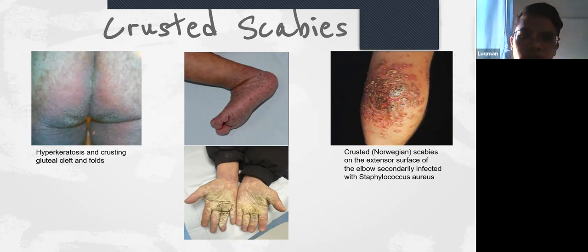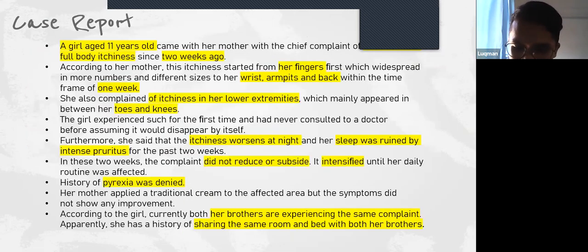You need to note that the favorable place for scabies is between the skin folds, for example between the fingers, the axilla, the buttock, the area of the breast, and the neck. So this is the favorable habitat for these Sarcoptes scabiei. I will bring you a case report.